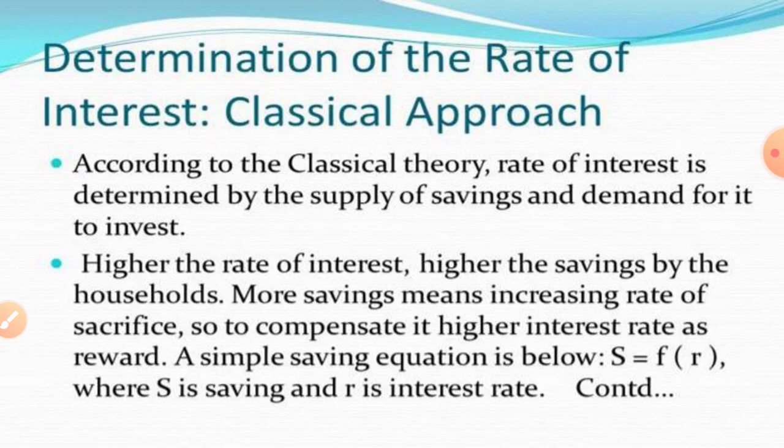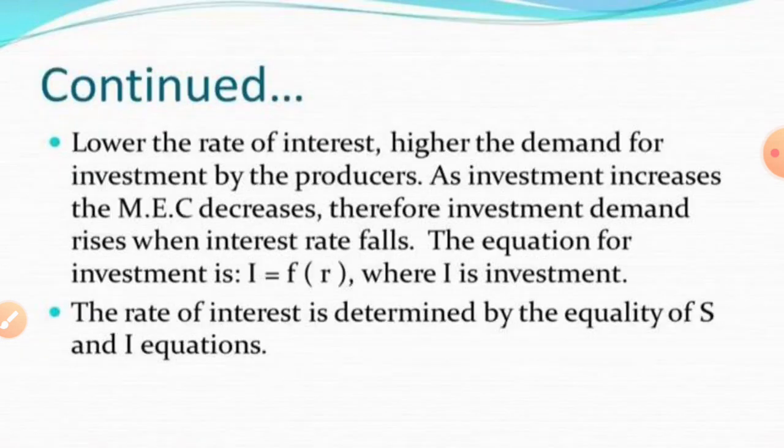Determination of rate of interest according to classicals. Rate of interest is determined by the supply of saving and demand for investment. Higher the rate of interest, higher the saving by the household. More saving means increase in sacrifice, so to compensate it, a higher rate of interest is given as reward. A simple saving equation is below. Saving is a function of rate of interest, and lower the rate of interest, higher the demand for investment by the producers.